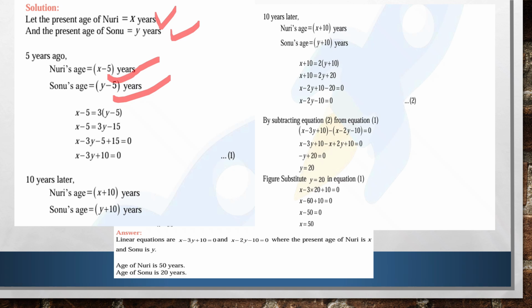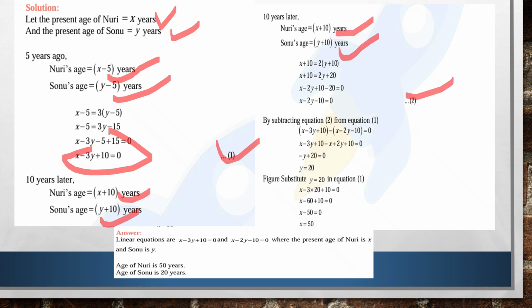Now, by taking the equation, x minus 5 is equal to 3 into (y minus 5). If I solve, I can write x minus 3y plus 10 is equal to 0 as equation 1. Also, it is given in the question that after 10 years, Noori's age will be twice Sonu's age. So I can take Noori's age as x plus 10 years and Sonu's age as y plus 10 years. You will get the second equation, that is x minus 2y minus 10 is equal to 0. By subtracting equation 2 from 1, you will get y is equal to 20. If you know y is 20, you will get x is equal to 50.